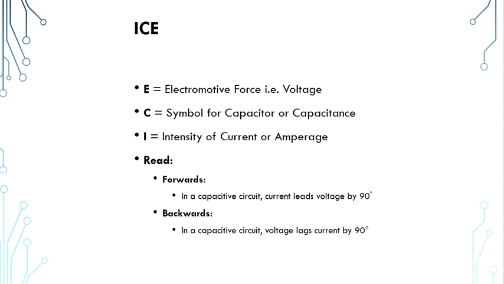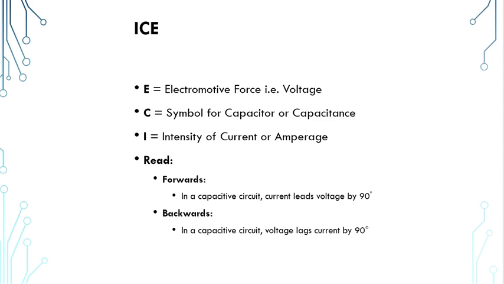And we could also have that same scope pattern hooked up, and we could read it. Going forwards from left to right on the screen, in a capacitive circuit, current leads the voltage by up to 90 degrees. Again, in a purely capacitive circuit, it would be 90 degrees. And backwards from right to left, in a capacitive circuit, voltage lags current by 90 degrees.